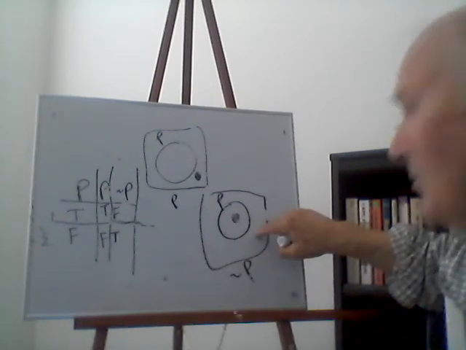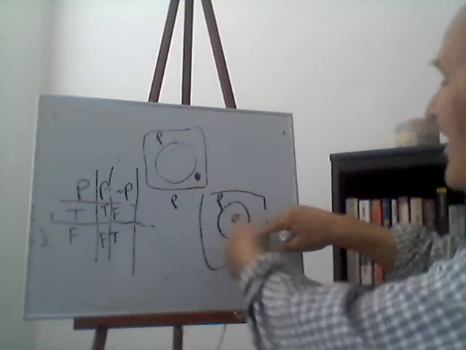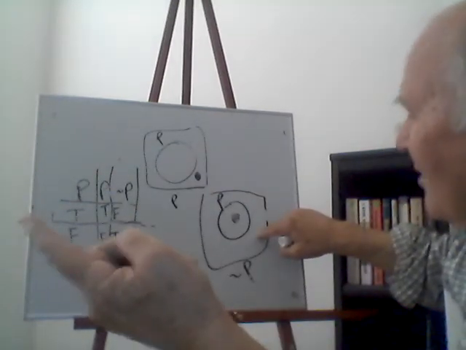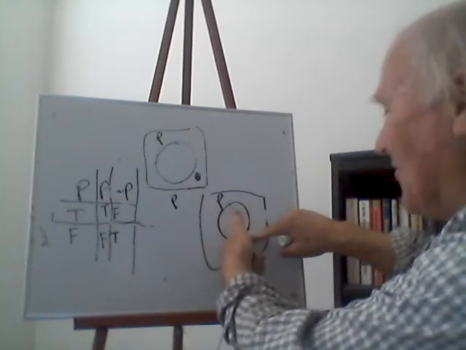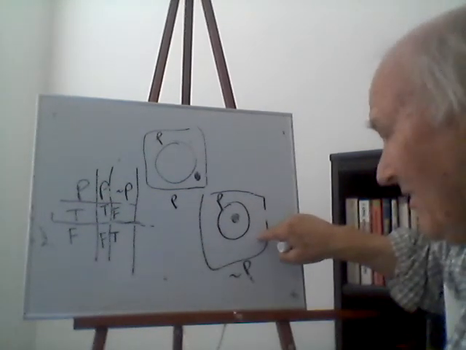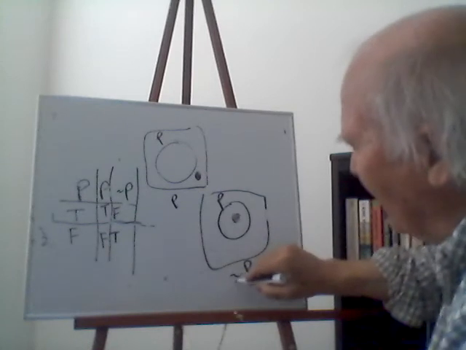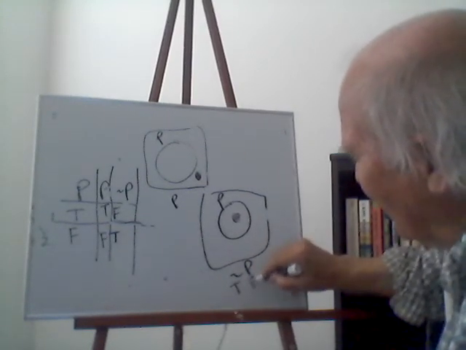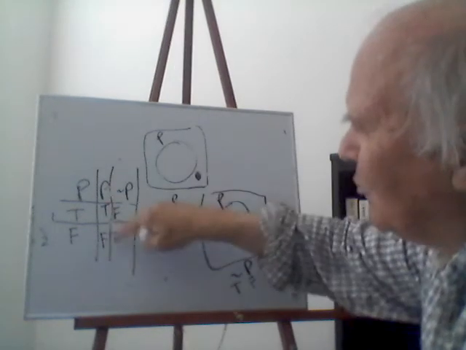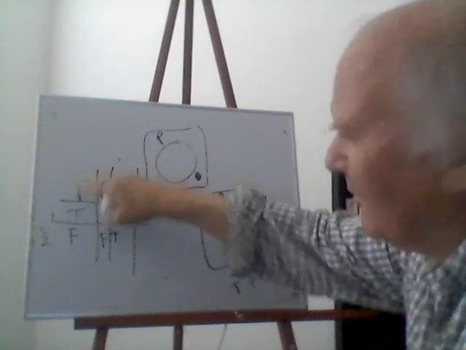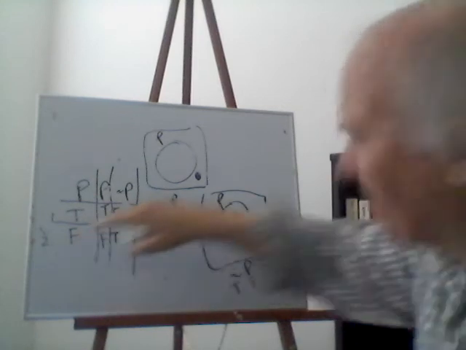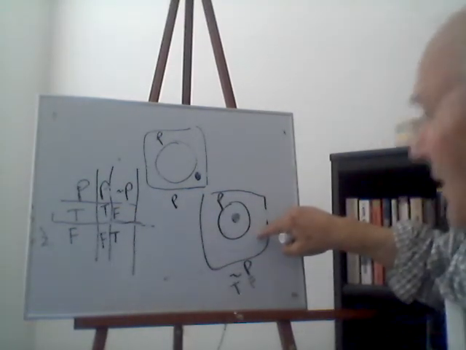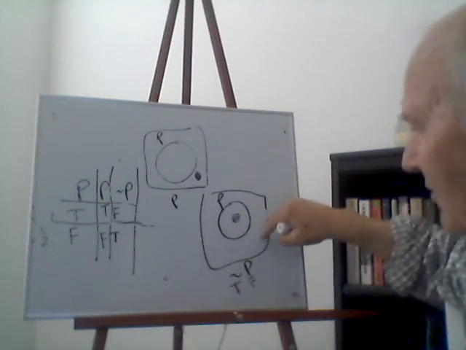Not P is true. Why do I say that? Because it's undarkened. There's no dark. It's white. Not P is true when P is false, because that's what this section means. So not P is true when P is false. Not P is true because it's undarkened when P is false, because that's what that means.